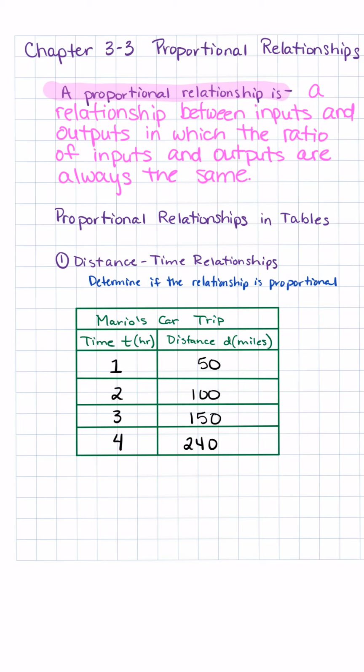So here we have the time, so 1 hour is 50 miles. So our ratio is 1 to 50. Okay. The second one is 2 to 100. The next 3 to 150. 4 to 240.